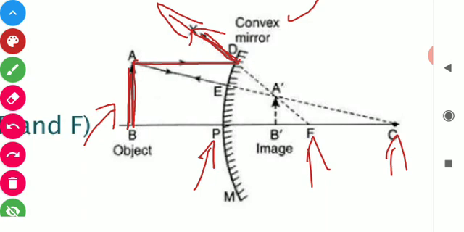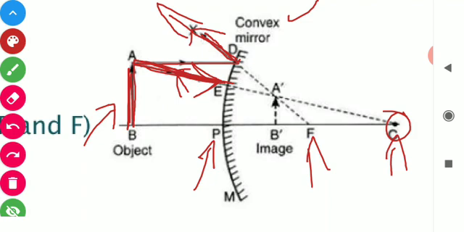Secondly, any ray which is coming towards the center of the curvature. This is rule number 3, that any ray of light which is in the direction of the center of the curvature, after reflection it will revert back in this same path. So it will not change the path, it will return from the same path.